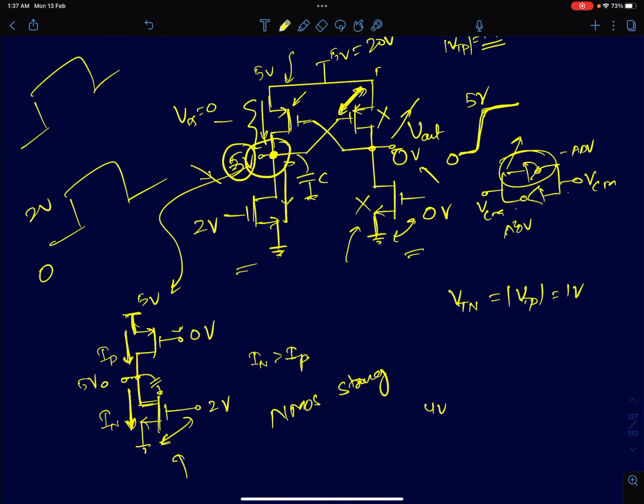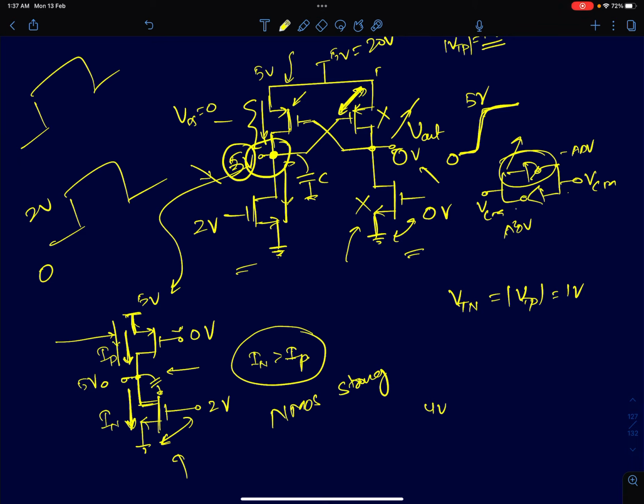But as soon as you start discharging this node, the PMOS starts conducting and the current starts increasing. So there are two candidates trying to affect this node voltage. PMOS is trying to charge it, NMOS is trying to discharge it. For this node voltage to go lower, you have to guarantee NMOS current is greater than PMOS current. So generally, when sizing the devices, we ensure that the size of the NMOS is much greater than the size of the PMOS.